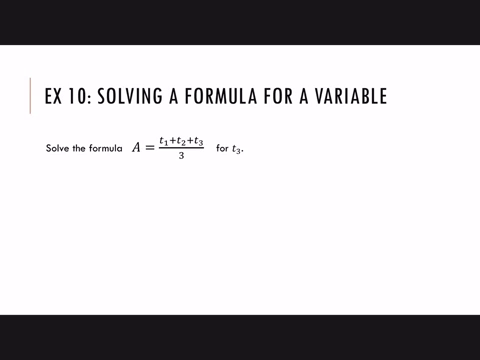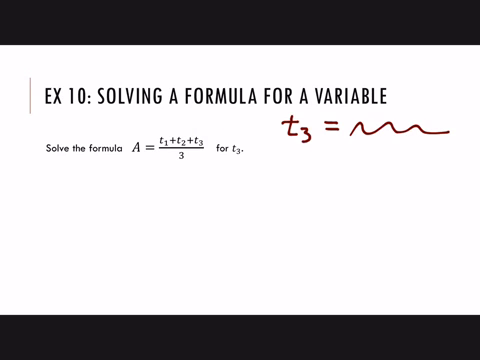Alright, let's do an example of solving where the answer is not actually a number, it's an expression. So we want to solve the formula A equals T1 plus T2 plus T3 all divided by 3, and we're solving for T3. So here when we say solve, we don't mean find the numerical value of T3. We basically just mean get T3 by itself. So we just want to use algebraic properties to try to rewrite this equation so that we have T3 equals and then something else on the right.